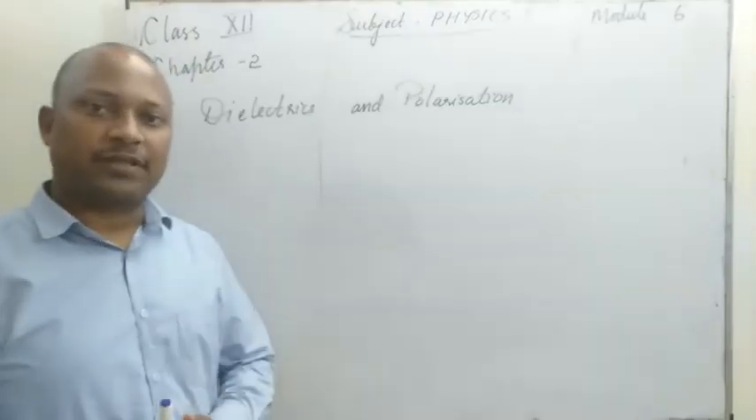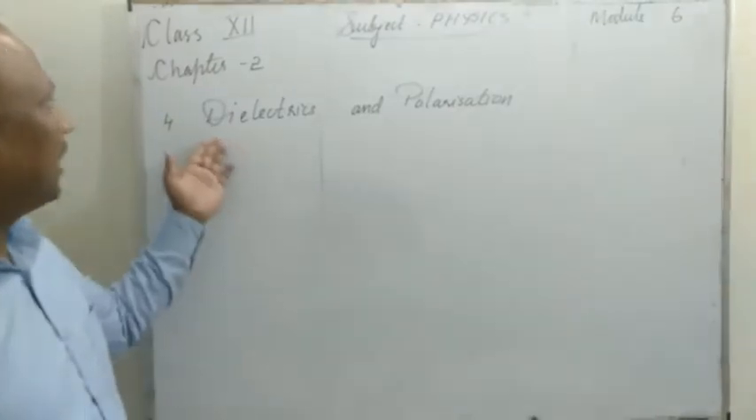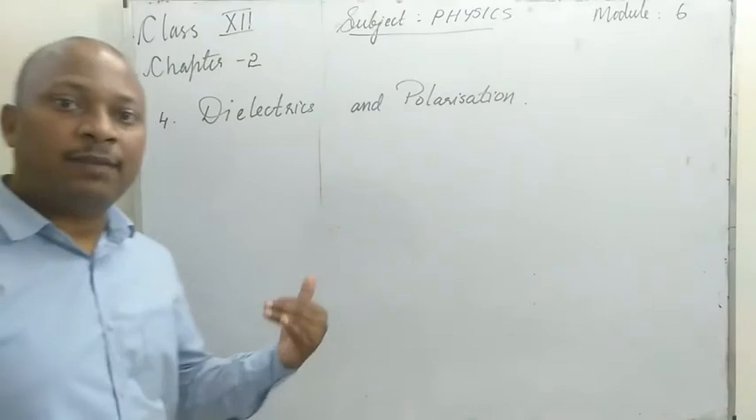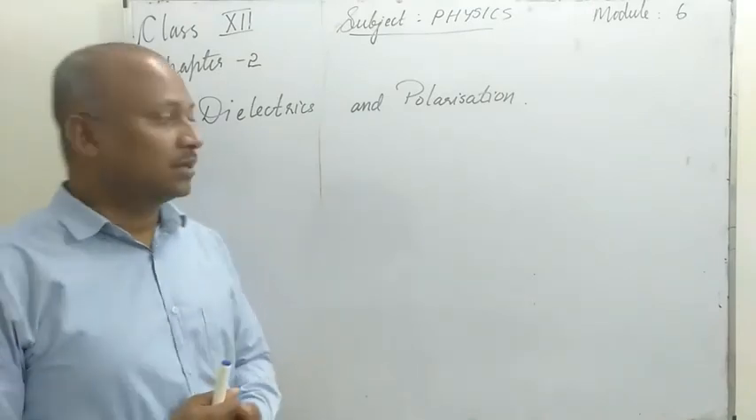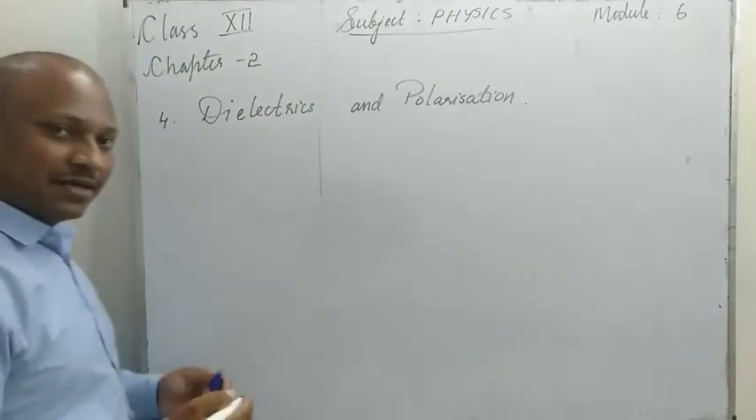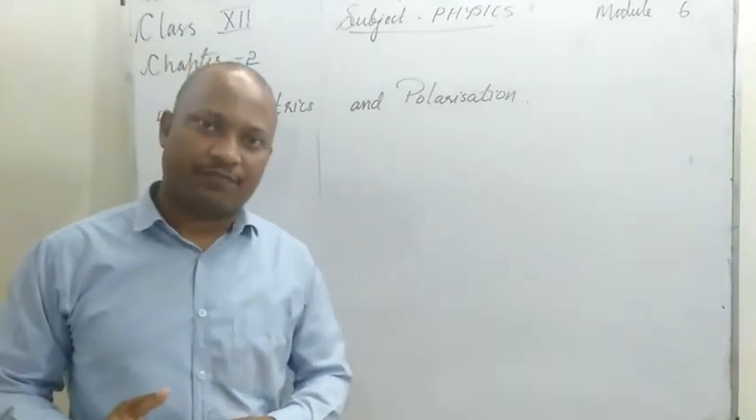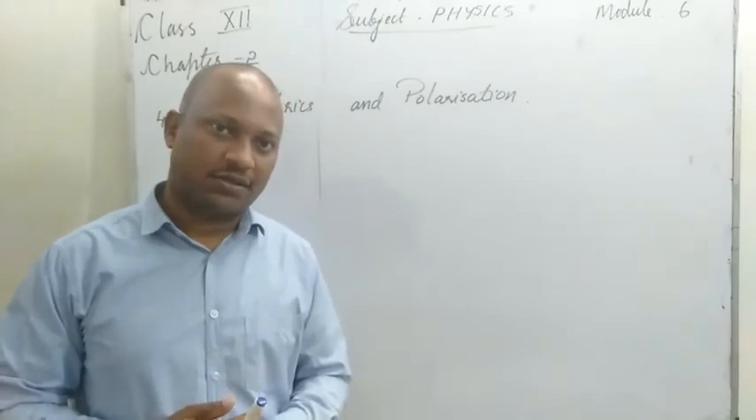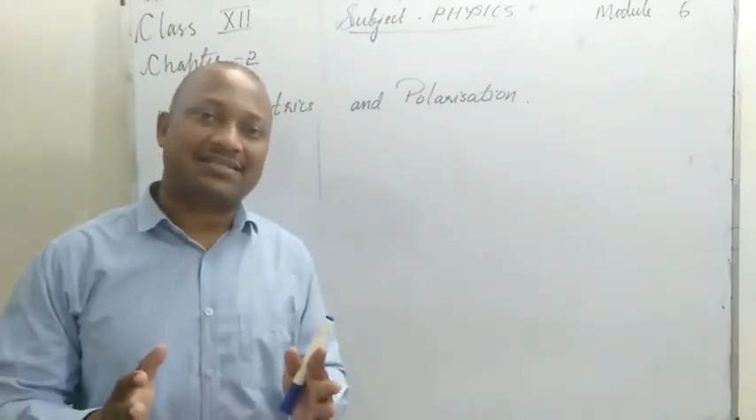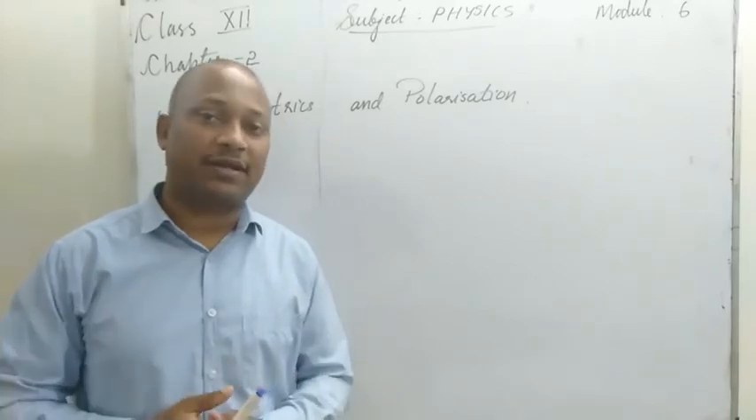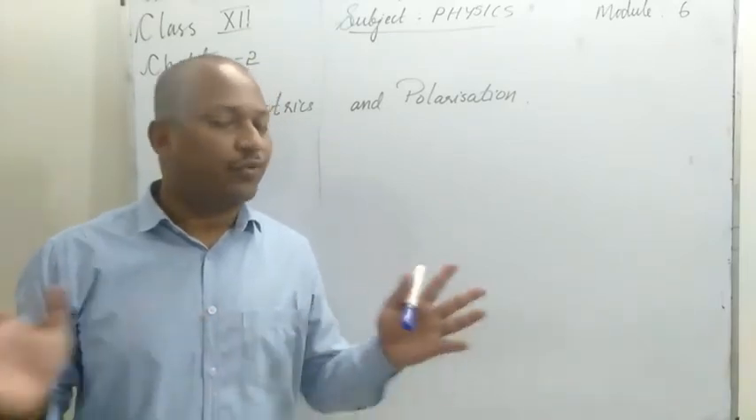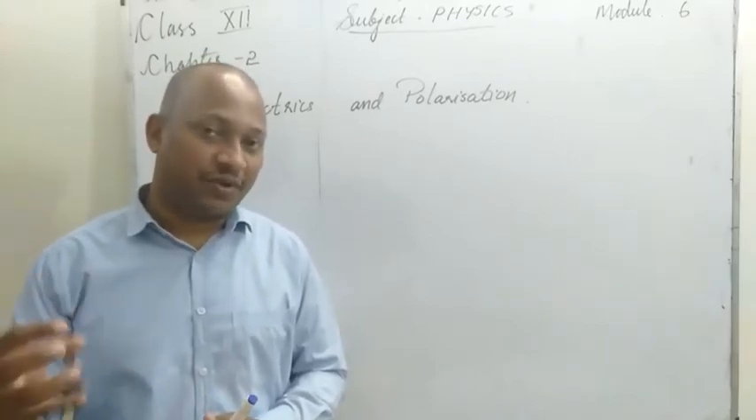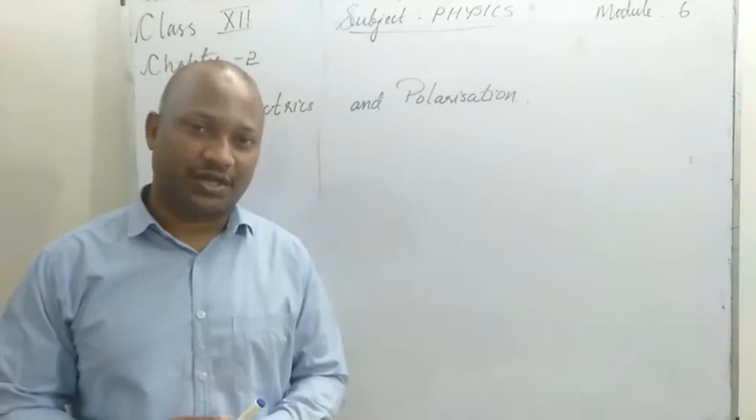So the fourth topic that we are learning is dielectrics and polarization. What do you mean by dielectrics? A dielectric is a non-conducting material with no free charge carriers. Once again, what is a dielectric? A dielectric is a non-conducting material with no free charge carriers. So metal is not a dielectric because it has free electrons in its outermost shell.